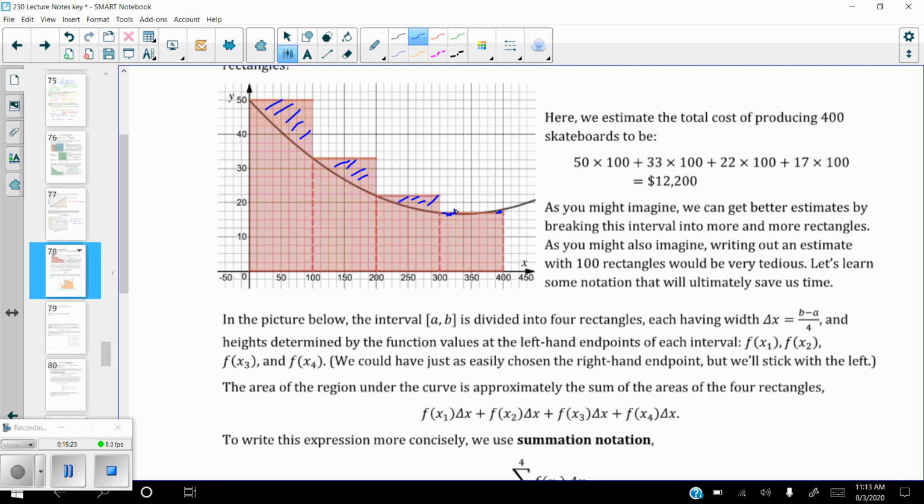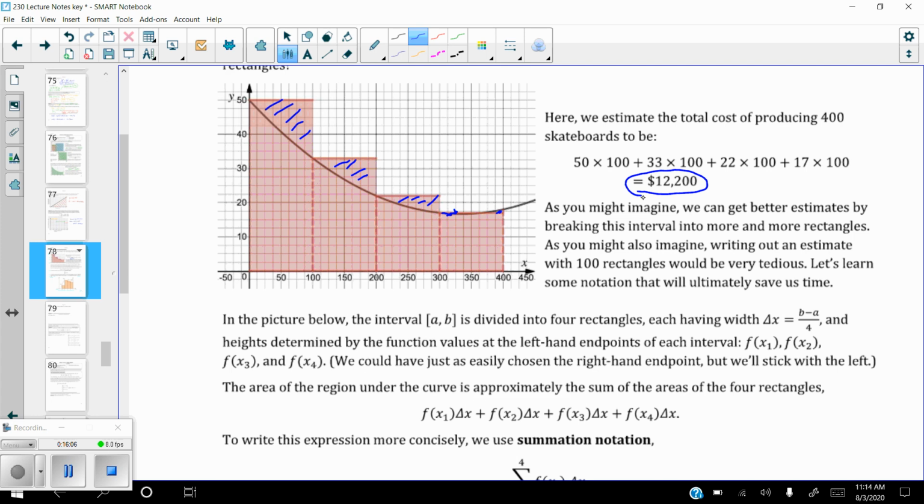That's the first complete rectangle, including that blue shaded region I did at the top. Then 33 times 100, then 22 times 100, then 17 times 100. Those are all the heights times the bases. So you get 12,200. Again, it's an estimation. What you hopefully can figure out here is, what if I take those rectangles and make them really, really tiny, really infinitely thin? Well, the tinier and thinner we make these rectangles, the closer our approximation is going to be to the area of that curve. Now it's kind of hard to show it, but that's the general idea.